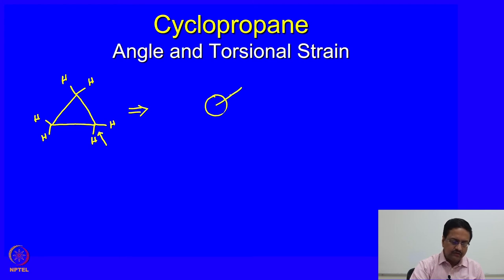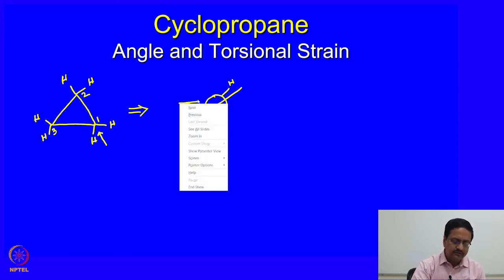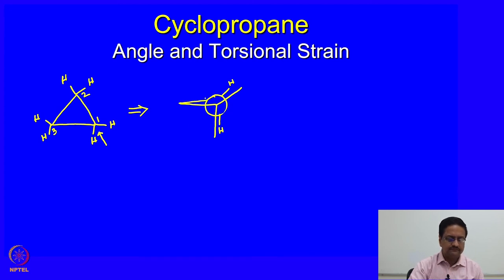On the front carbon, we will have two hydrogens. On the back carbon as well, we should have two hydrogens in the eclipsed conformation, and this front carbon, through carbon 3, is connected to the back carbon like this, and this has two hydrogens. Here what we see is that the molecule is in eclipsed conformation and all the hydrogens are eclipsed, and there is an enormous amount of torsional strain because of the 0 degree dihedral angle between the hydrogen atoms.